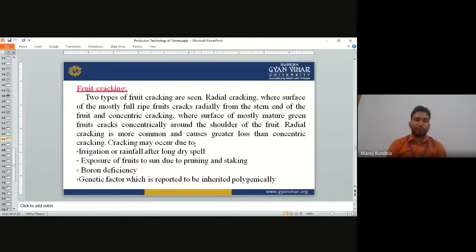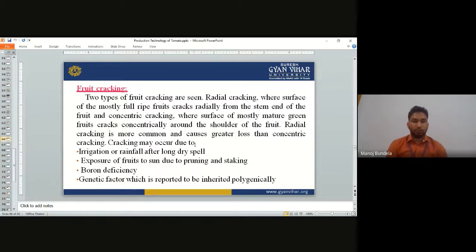Next is fruit cracking. Two types of fruit cracking are seen. Radial cracking, where the surface of the mostly fully ripe fruit cracks rapidly from the stem end of the fruits, and concentric cracking, where the surface of mostly mature green fruit cracks concentrically around the shoulders of the fruits. The radial cracking is more common and causes greater losses than the concentric cracking.